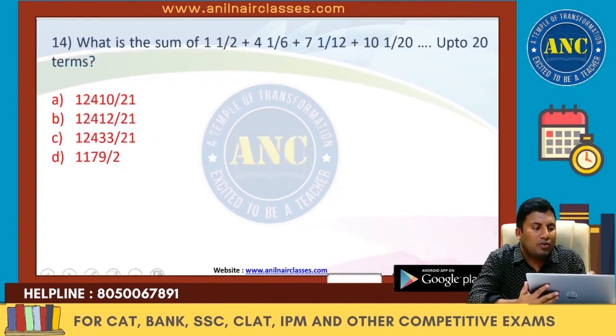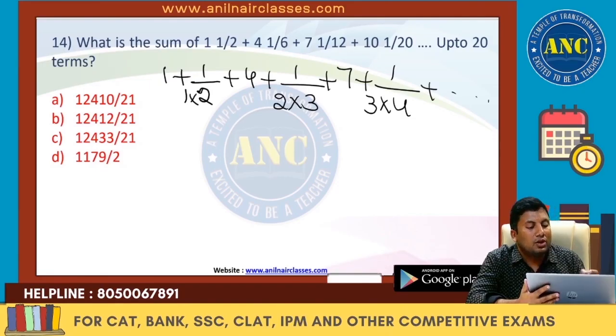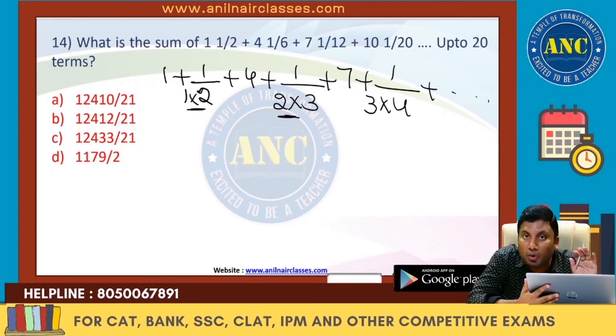Next one. 1 by 2, which is 1 plus 1 by 2. 1 into 2 is 4 plus 1 into 6 is 2 into 3 plus 7 plus 1 by 12 is 3 into 4. So every second term is 1 into 2. Fourth term is 2 into 3. Sixth term is 3 into 4. Second term denominator is starting with 1, 2 by 2, 1. Fourth term denominator first value is 2, 4 by 2. Sixth term denominator is 3, 6 by 2.